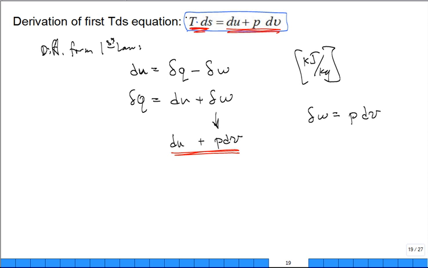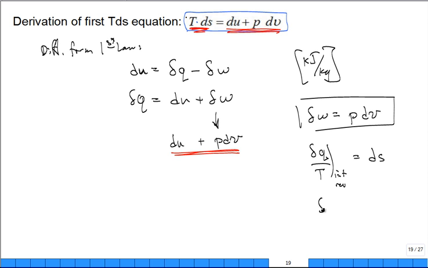Well, just like del W is equal to PdV, del Q over T, if it's internally reversible, is ds. So we make the additional restriction that del Q is equal to TdS if it's internally reversible. All right, TdS. There you go. That's our first TdS relation.